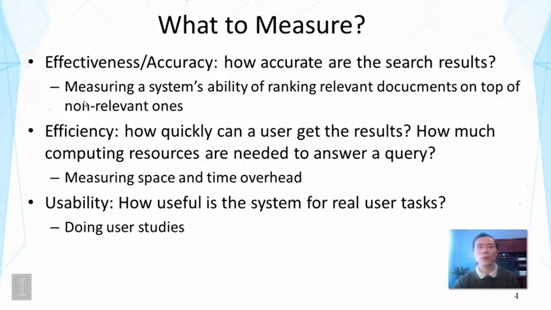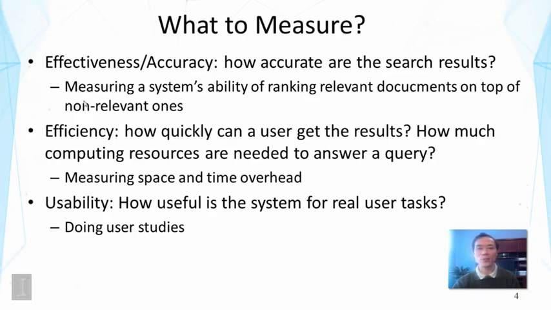So next we'll talk about what to measure. There are many aspects of a search engine that we can evaluate. And here I listed the three major aspects. One is effectiveness or accuracy. How accurate are the search results? In this case, we're measuring a system's capability of ranking relevant documents on top of non-relevant ones. The second is efficiency. How quickly can a user get the results? How much computing resources are needed to answer a query? So in this case, we need to measure the space and time overhead of the system.